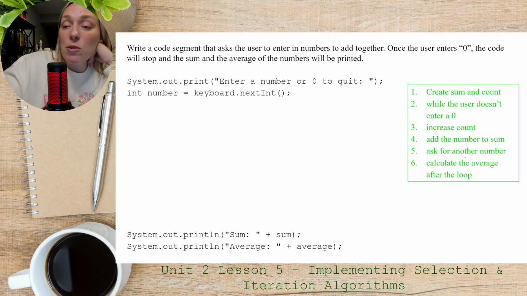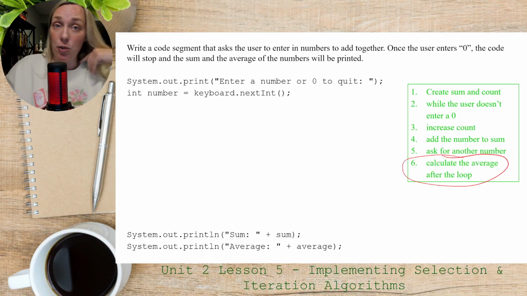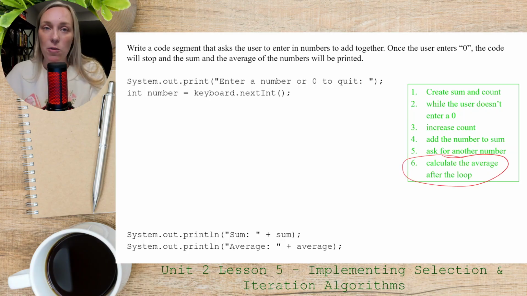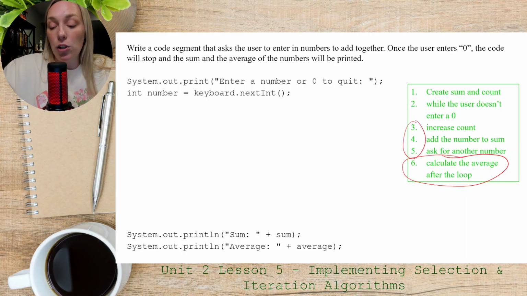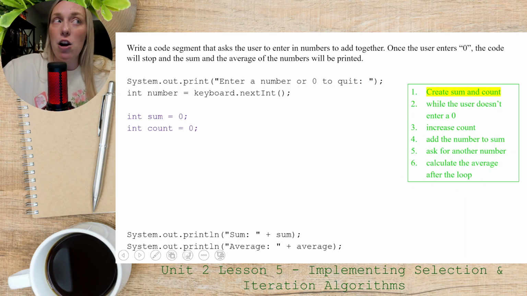And at the end, we want to calculate the average after the loop. We don't calculate the average as it's going on. I guess we could do that if the instructions asked for it, but the instructions don't ask for it here. They want to compute the sum and the average after the fact. Okay, so we're going to do steps 3 and 4 inside of the loop, and we're going to make sure that our logic works out there.